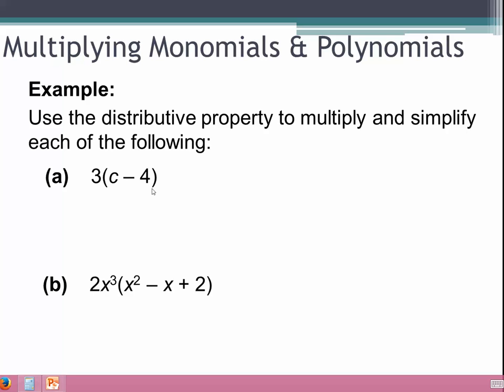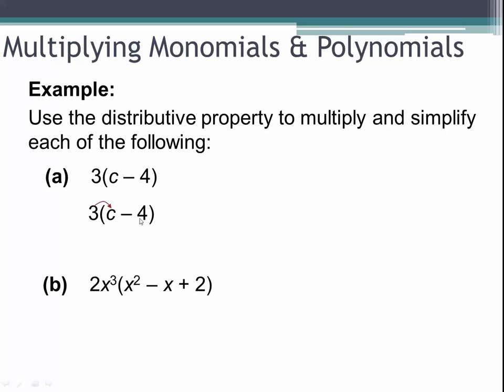Now to multiply, we use the distribution property, which simply allows you to take the 3 and multiply it across to the c and the negative 4. So we have 3 times c plus 3 times negative 4. And of course we clean it up, so we have 3c minus 12.